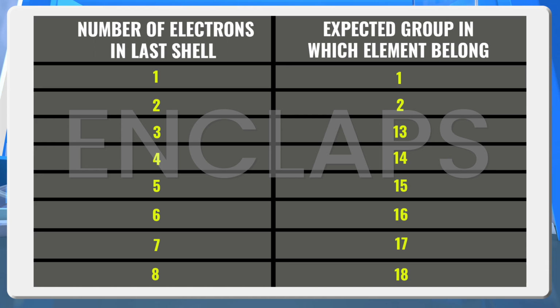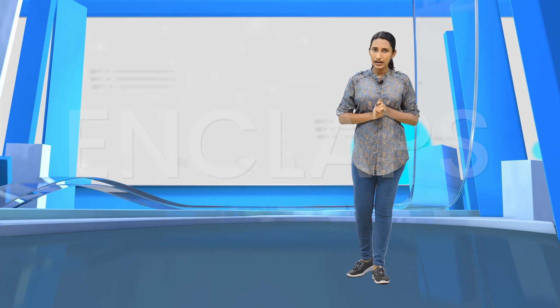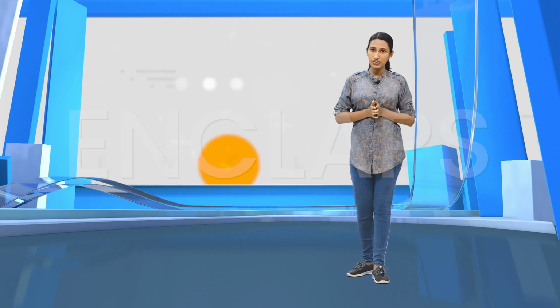So, we can say that oxygen belongs to the 16th group in the periodic table, and oxygen, which belongs to the 16th group in the periodic table, is a non-metal. Now, I am going to find out the period in which oxygen belongs.